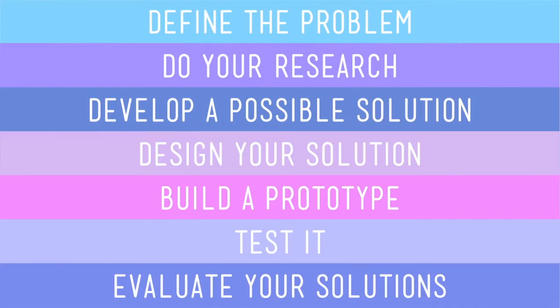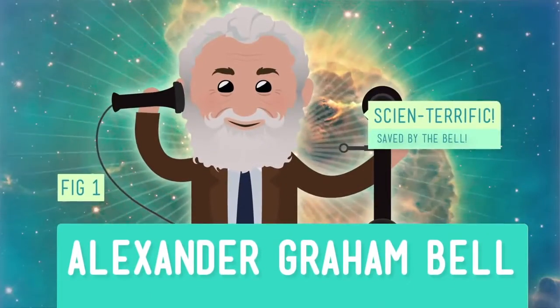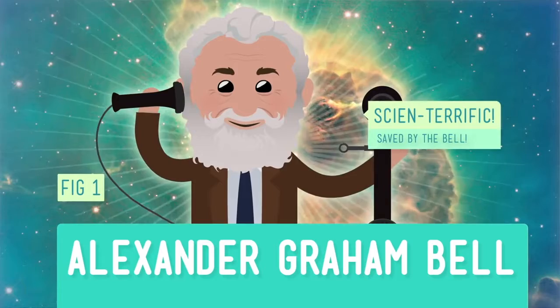First thing you gotta do is just define the problem. I mean, before you can solve a problem, you have to figure out what it is, right? For example, back in the 1800s, an engineer named Alexander Graham Bell was trying to come up with a simpler, cheaper way for people to communicate.